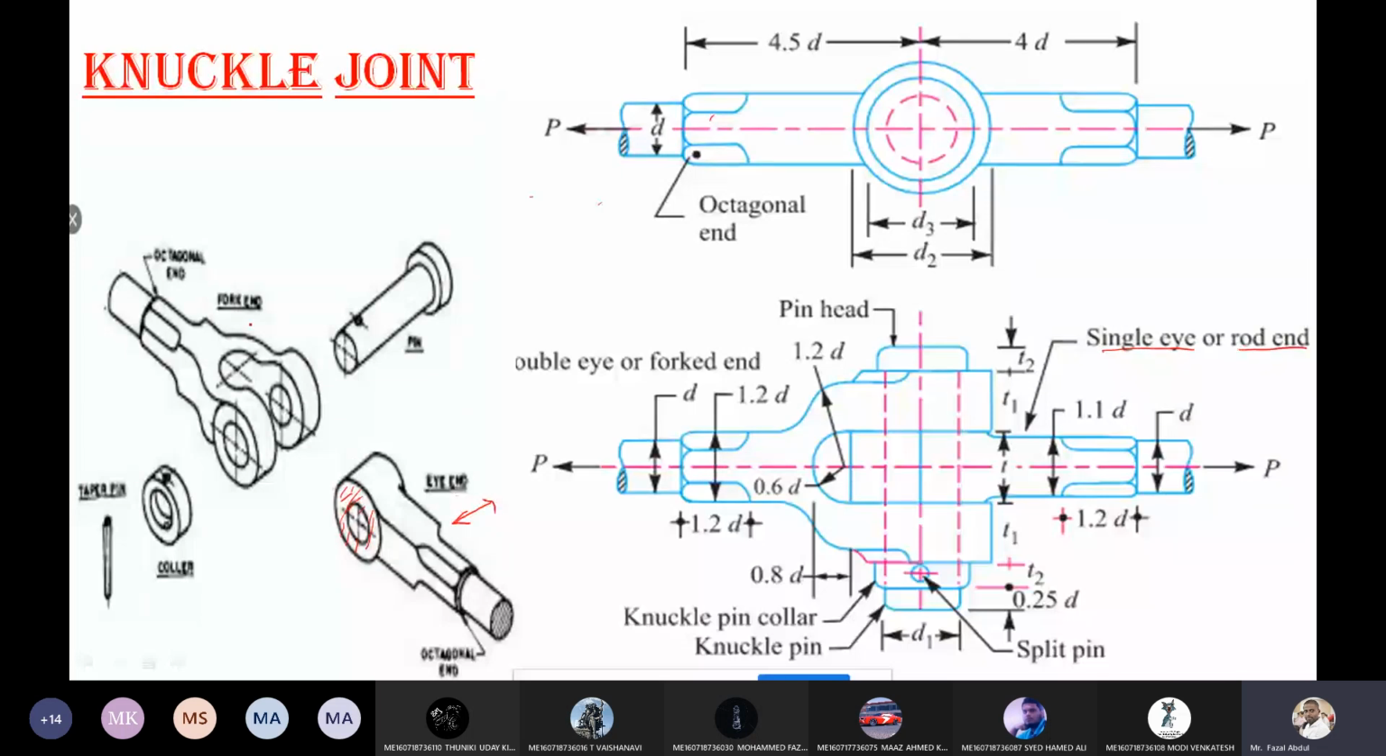Now this rod is the double eye, otherwise the fork end. See here, double eye or fork end. Why is it called double eye? Because on this rod two circular holes are created on these circular shapes. And now this one is a knuckle pin. This one is known as a knuckle pin, this one is a knuckle collar, and this is the taper.